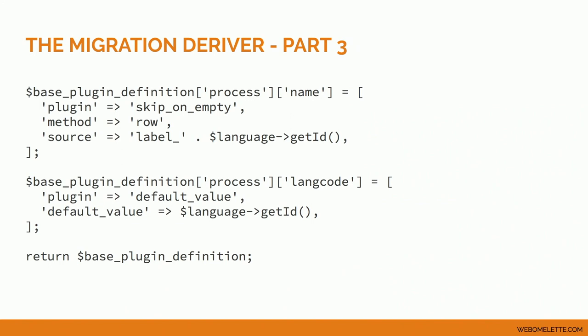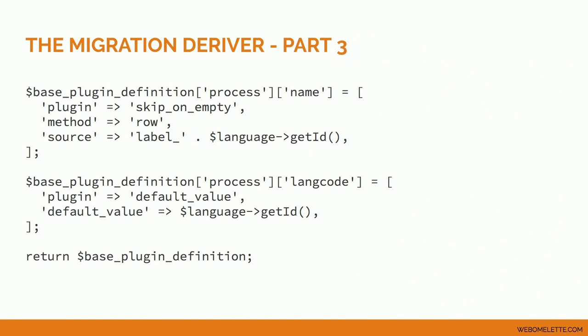Skip on empty, I will explain. Label underscore and then the language ID. So it will be label underscore RO. So it will look in that column. But we use the skip on empty plugin, which to be honest, I don't remember where it's from, core or migrate plus. But it's very important in this case, because if we don't have a value in the column for Romania, so one of the records is missing, we don't want a translation to be imported. One, because it will have no name. And two, probably it will break.